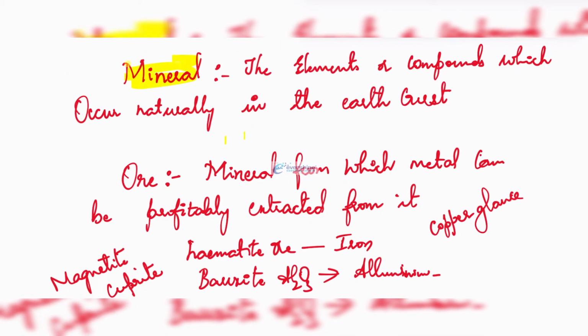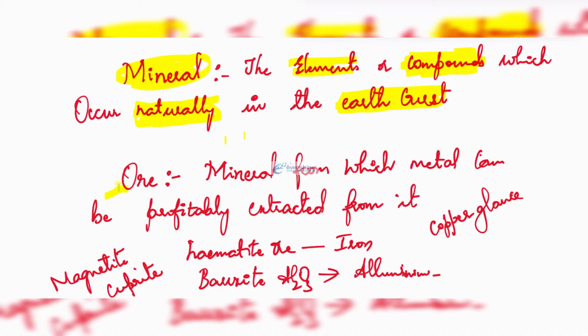Next is, what is a mineral? Mineral is a naturally occurring element. So minerals we get naturally. The elements or compounds which occur naturally in the earth crust. So the minerals we get in the earth crust. It's an element or a compound. It is a single element, or it may be in the form of a compound, which occurs naturally in the earth crust, and is called a mineral.